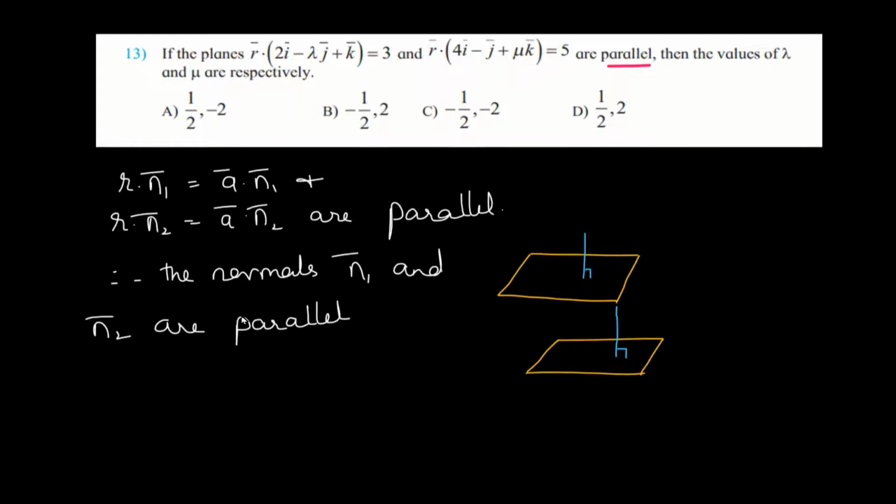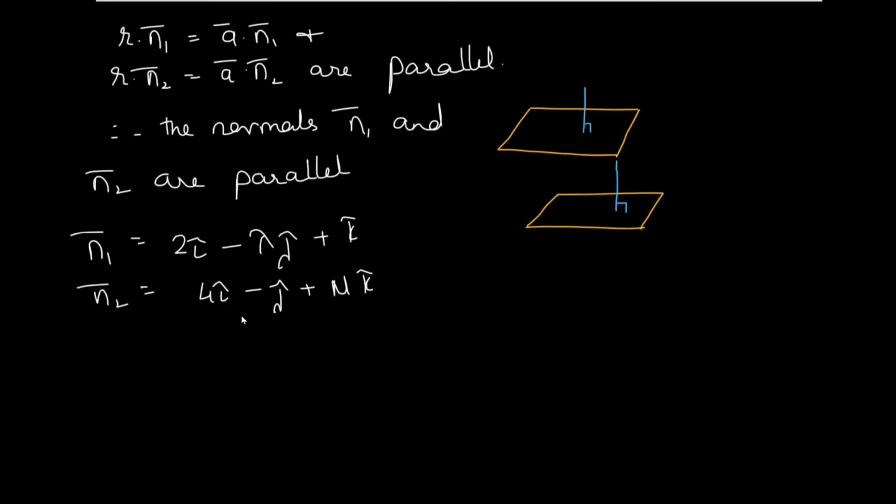Now, after having known this, we know that n1 is equal to 2i minus lambda j plus k, and the vector n2 is given by 4i minus j plus mu k. Now you know that when two vectors are parallel, their direction ratios are proportional. So we have 2 upon 4 is equal to minus lambda upon minus 1 is equal to 1 upon mu.